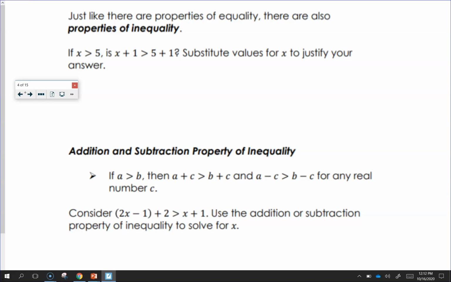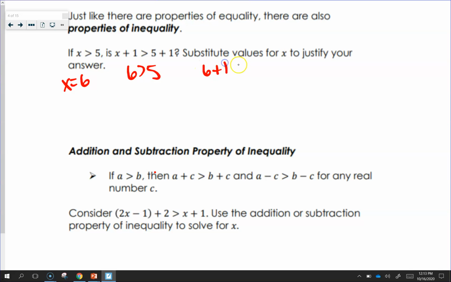Okay? So if I have x is greater than 5, can I also say x plus 1 is greater than 5 plus 1? Let's test it out. Let's use a value for x. Give me a number. 6. Sounds good. So if I'm going to use x equals 6, we're just testing the theory to see if it's going to stay true. So if x equals 6, is 6 greater than 5? Yes.